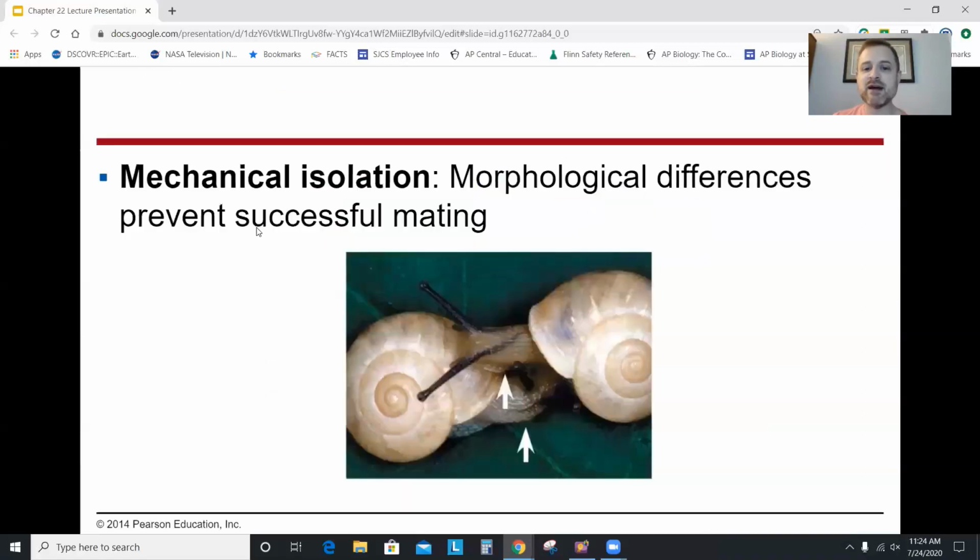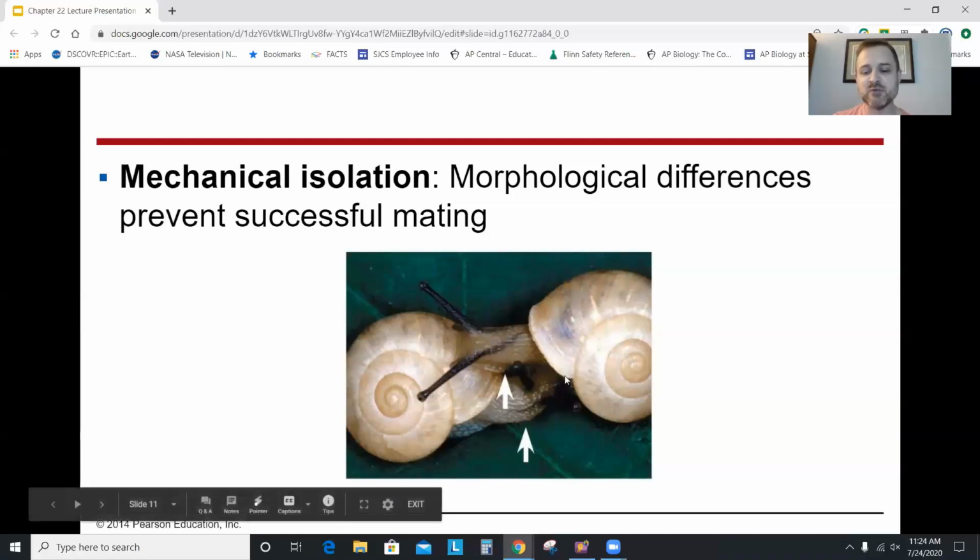So at this point, we're going to have the actual mating attempt. So things that would block fertilization after mating. So this is back to our snail example. Mechanical isolation is when you have morphological differences that prevent mating, like the case where the snail shell, one's counterclockwise, one's clockwise, so the parts literally don't fit.